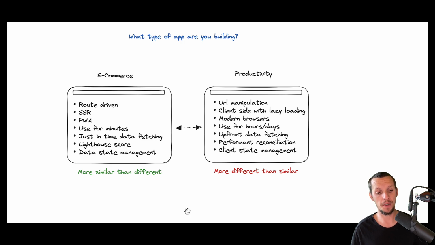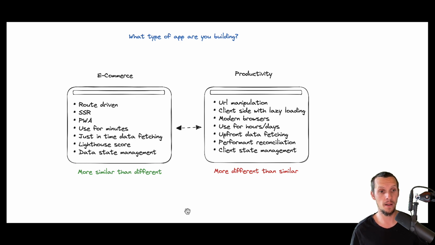On the e-commerce side, you need to capture as many users as possible. So doing a progressively enhanced application makes a lot of sense. But on the productivity side, you can really target modern browsers. You completely rely on JavaScript to create the experience. Looking back at e-commerce, those users typically use the application for a few minutes. And in the productivity world, you might be using it for several hours and even have sessions that are crossing multiple days.